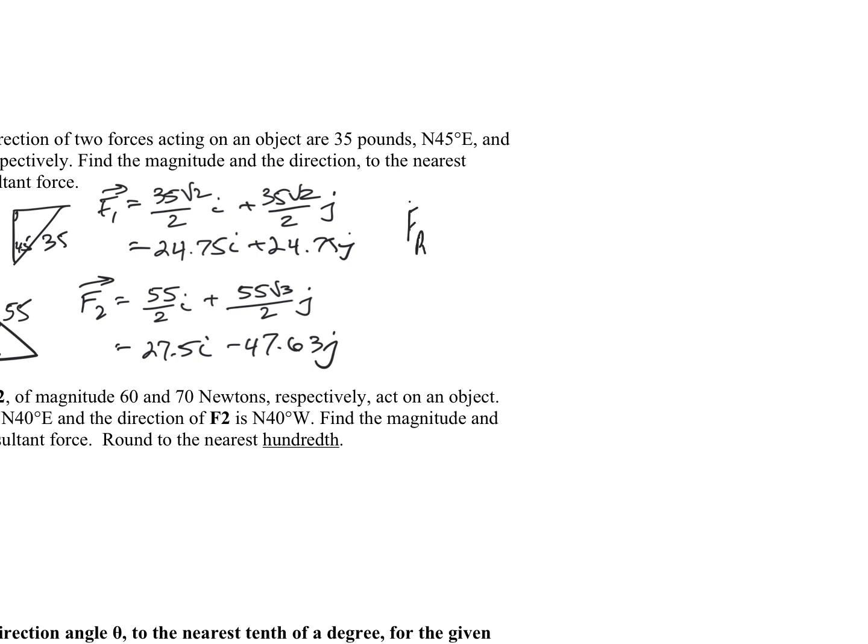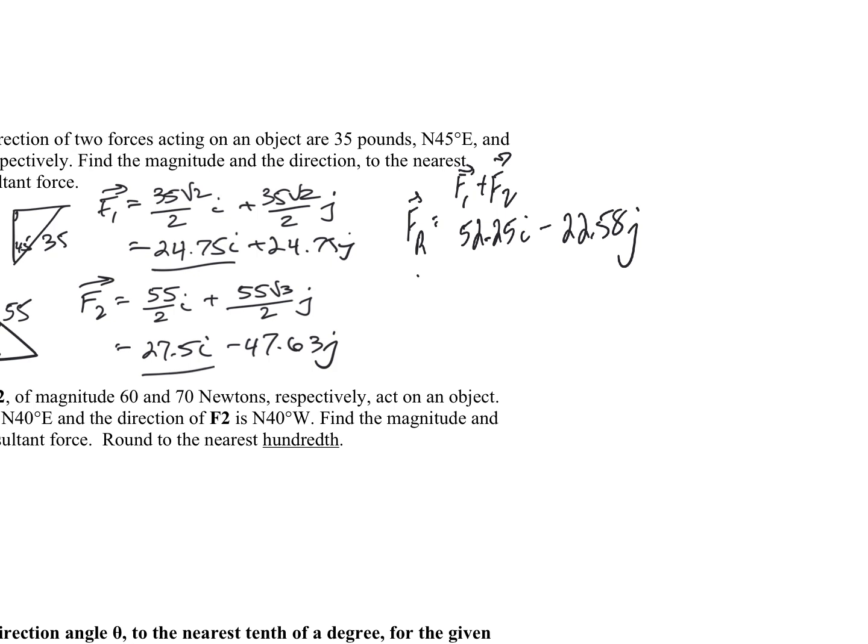Now, to get the resulting force, which I normally call F of R, but you could just say that you're adding them, because that's really what it is. You just add the two vectors together. So you use the decimals. I'm going to add the 24.75 and the 27.5, and I get 52.25 I. Add the two J components together, so it's going to be a resulting negative 22.58 J. So that's the result of the forces.